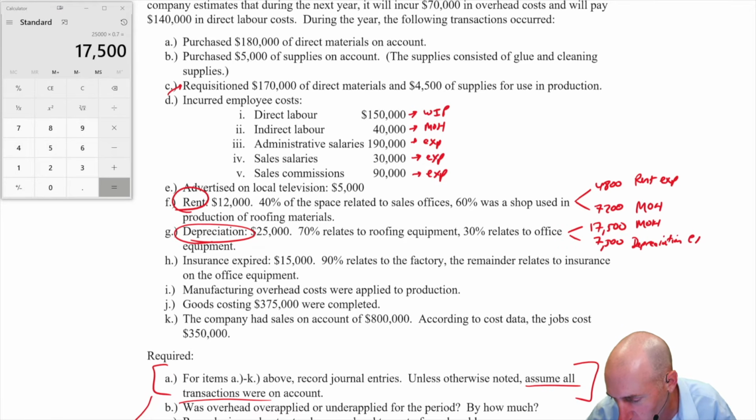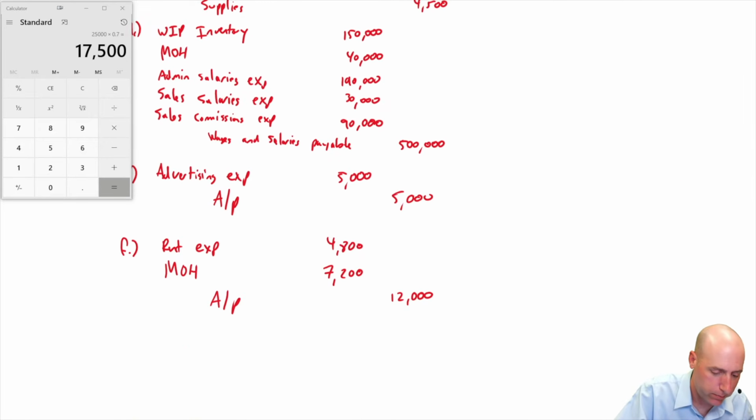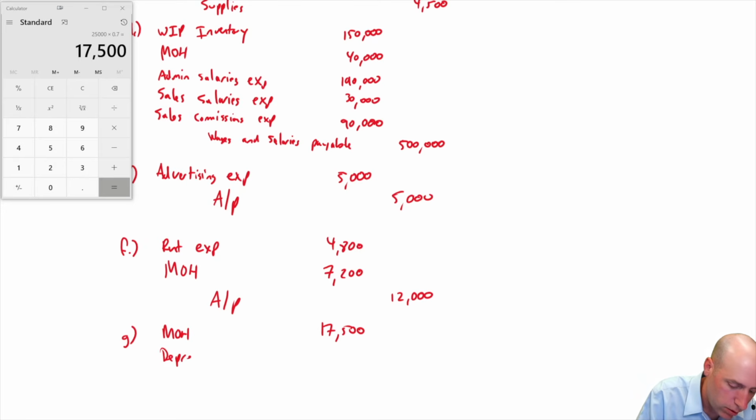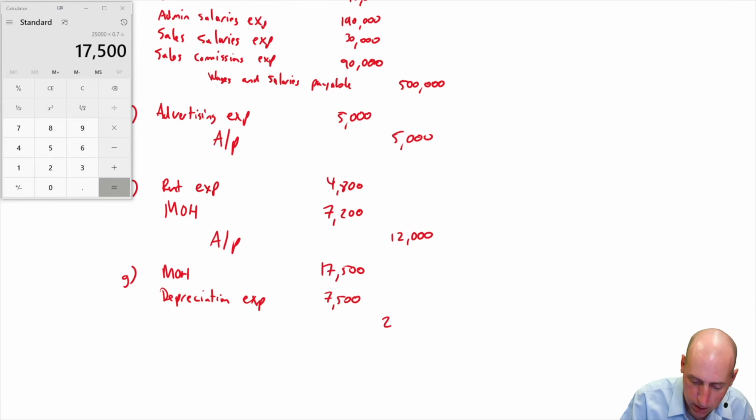Depreciation expense. Okay, let's do our debits and credits here. G, debit MOH, 17.5, debit depreciation expense, 7,500, and we're going to credit something for $25,000. What do we credit? We've been doing AP, salaries payable. Well, we got to think, what is the expense?